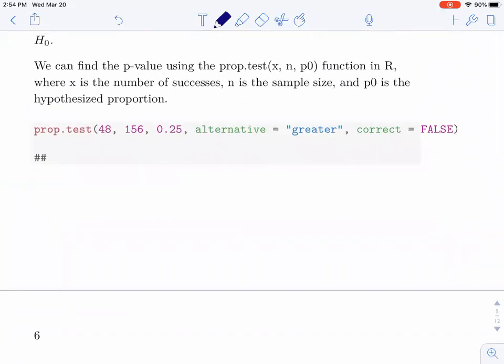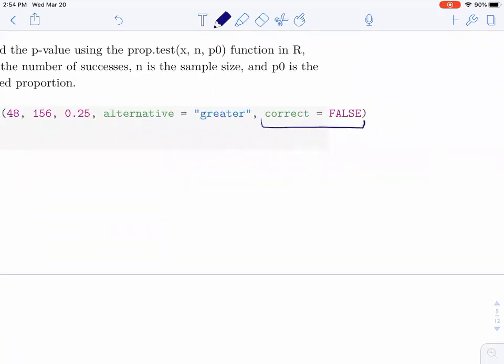I threw in the R code for this, just because. We can use the prop.test command. It uses x, which is your number of successes. It needs n, your sample size, and it needs your p0, which is your hypothesized proportion. In this case, I've got a greater than sign in my alternative hypothesis, so I added that in. And also here, I threw in correct equals FALSE, because this is just to get an answer that's close to what we would do by hand.